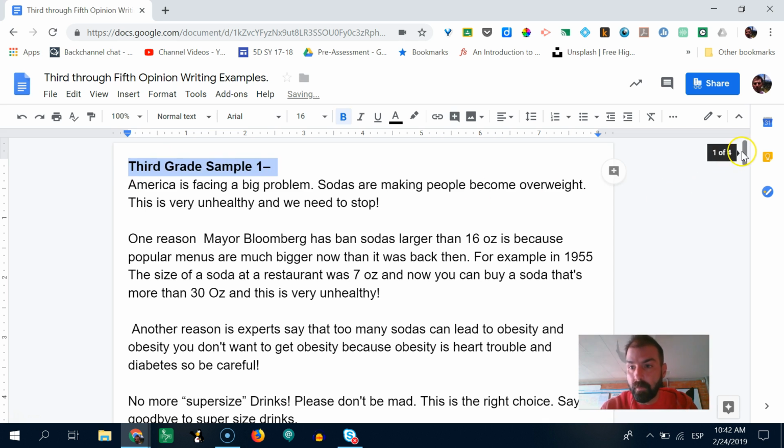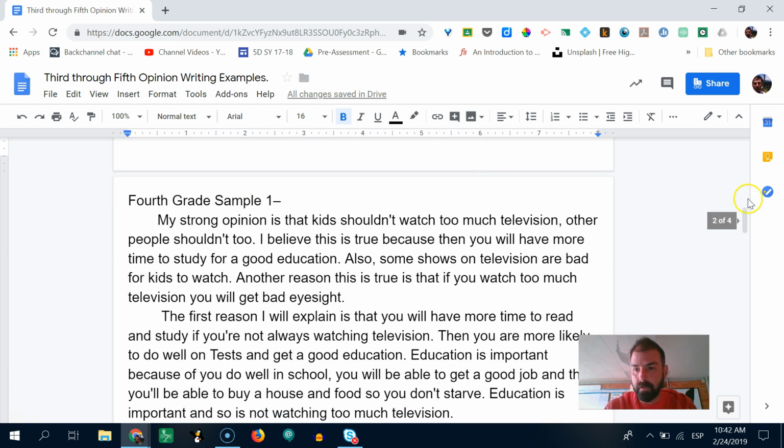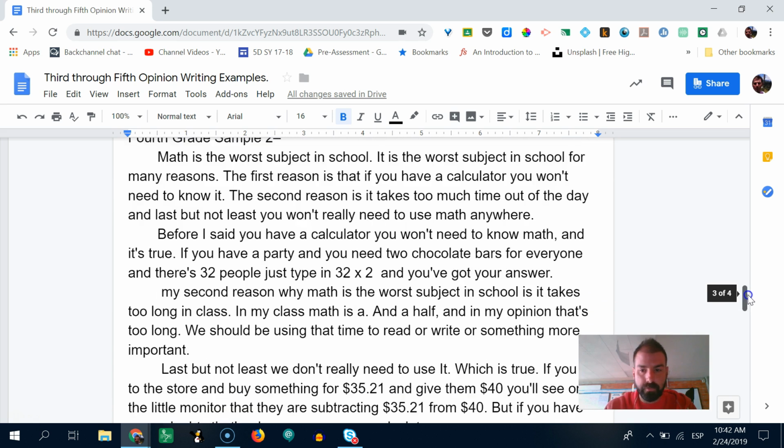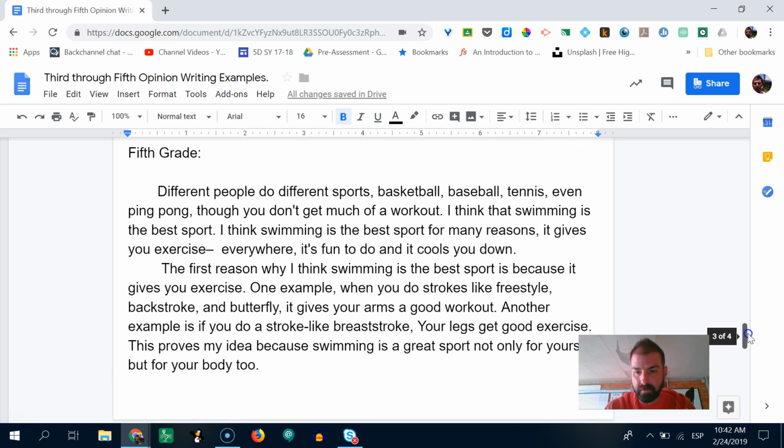One says third grade sample 1, the other one third grade sample 2, fourth grade sample 1, fourth grade sample 2, and then one sample from fifth grade. Okay, so that's a total of 5 different writing samples from third, fourth, and fifth grade. So these are the expectations of third grade, fourth grade, and fifth grade opinion writing. And this is what you're going to do with your team.